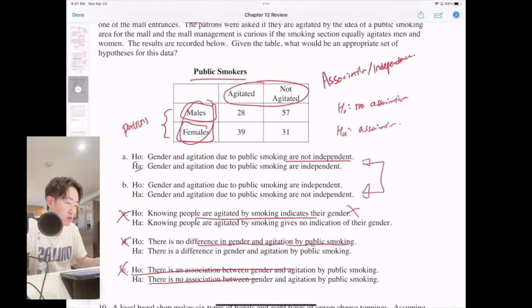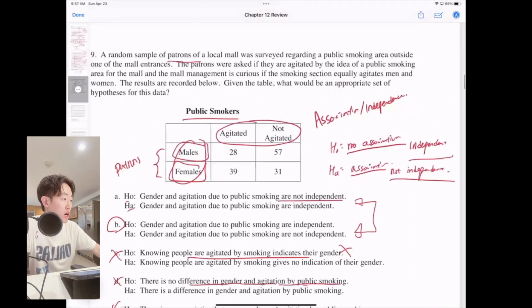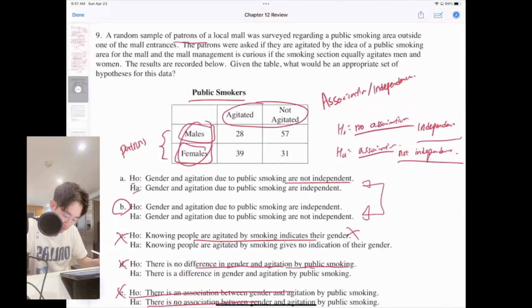So let's think about this. If there is no association, it means that they are independent from one another. If there is an association, that means that they are not independent from one another. So we're looking for independence for the null and not independent for the alternative. So the correct answer here for number 9, just to verify, should be B, which is correct.